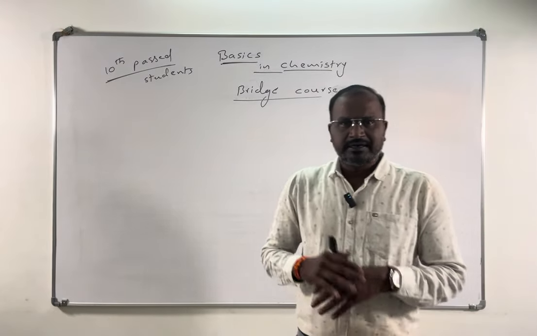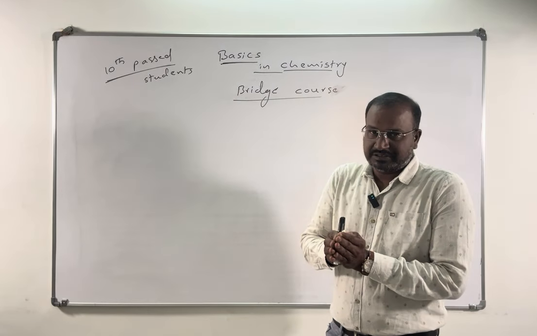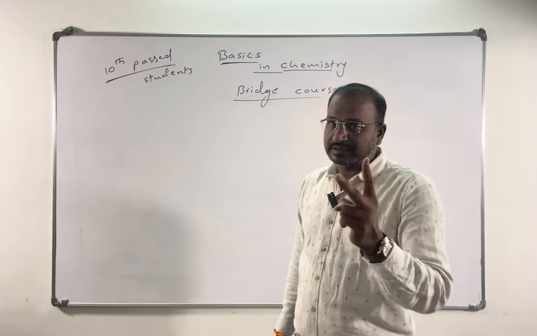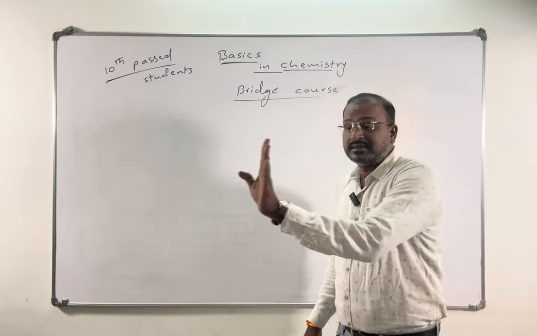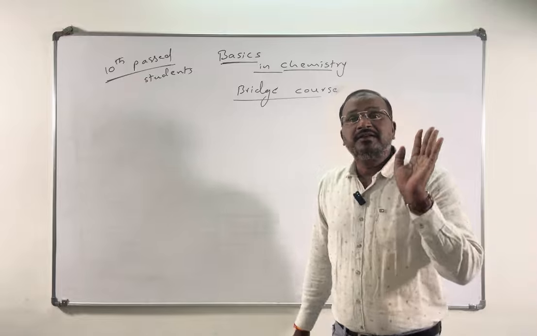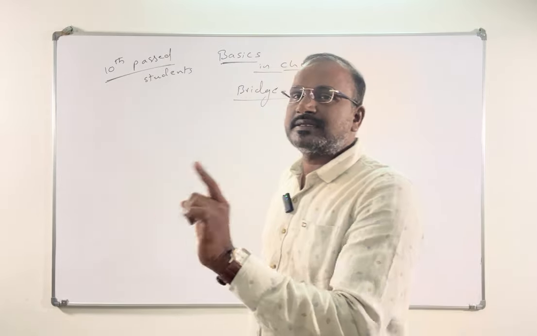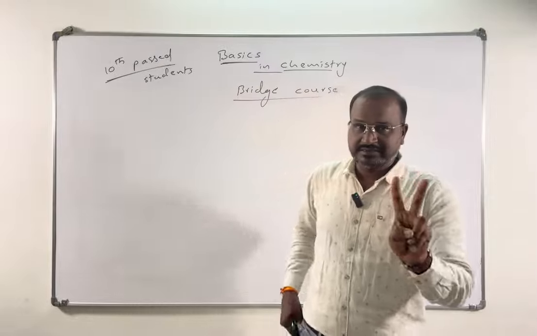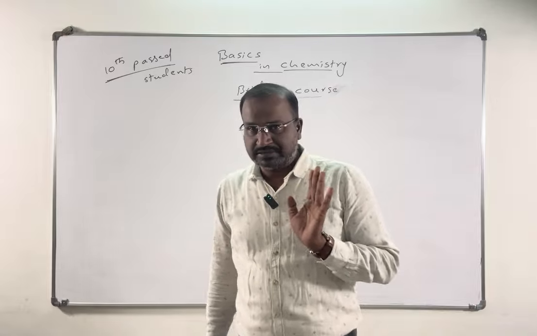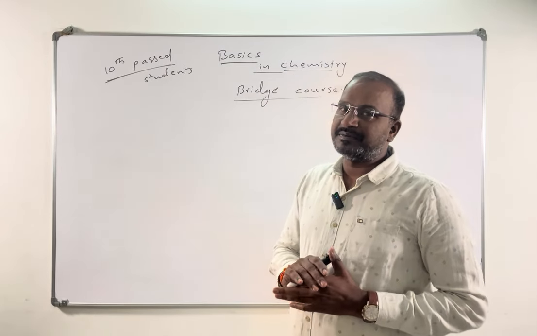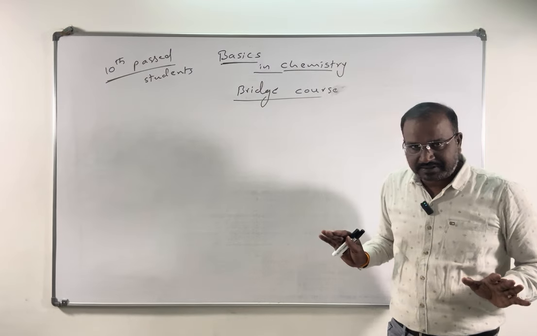You know, in 10th class, you have the science subject. That science subject is of two types: physical science and biological science. In physical science, we have two subjects: physics and chemistry. In biological science, we have two subjects: botany and zoology. That will be differentiated at the intermediate level. Up to 10th level, that will not be differentiated.